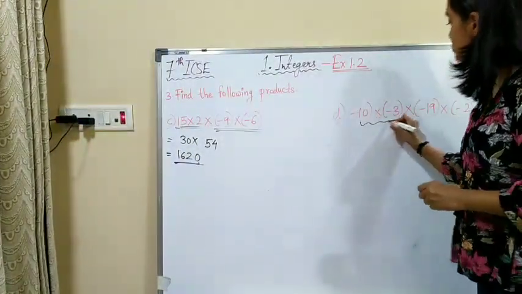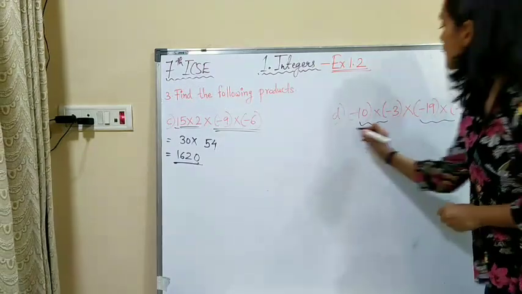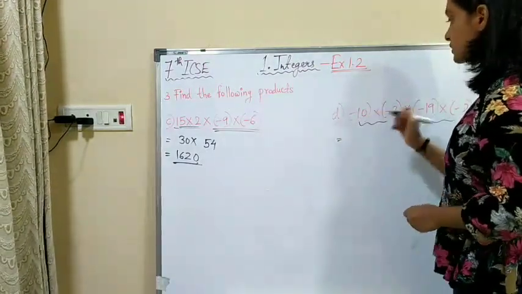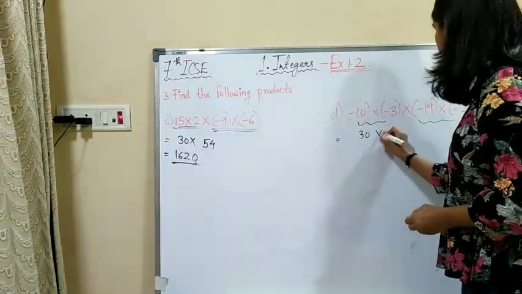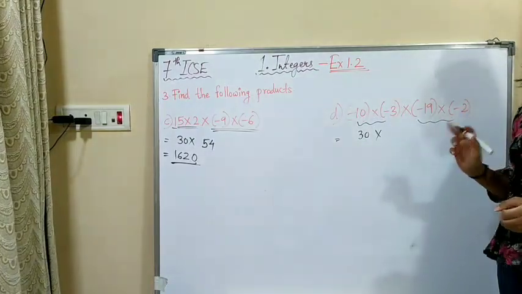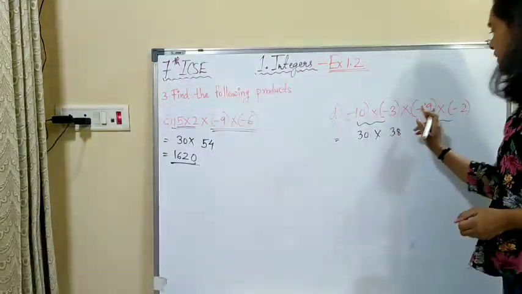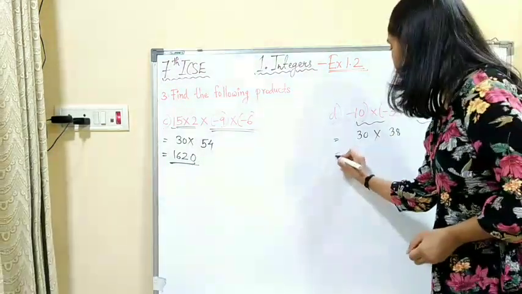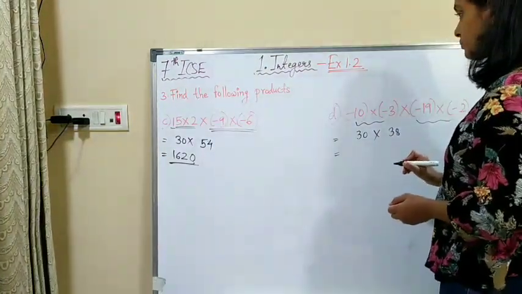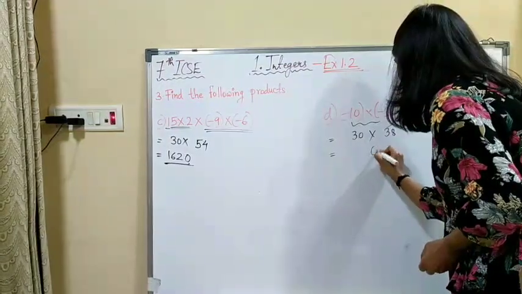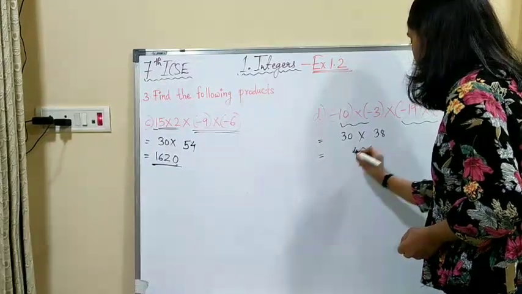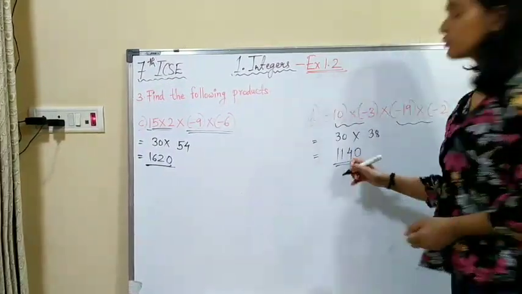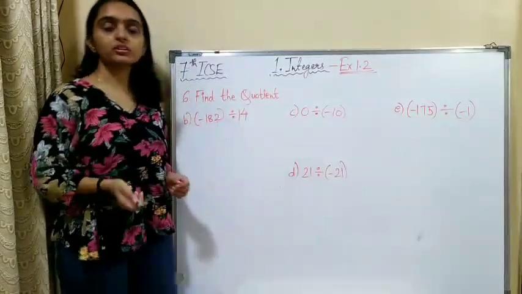Now the next question. Here we will solve this 2 first and this 2 first. Okay. So you get 10 3s is 30 and minus minus is again plus, and here multiplied by 19 2s is 38 and again minus minus plus. So you get the final answer as 1140.